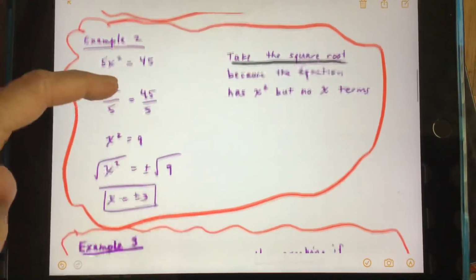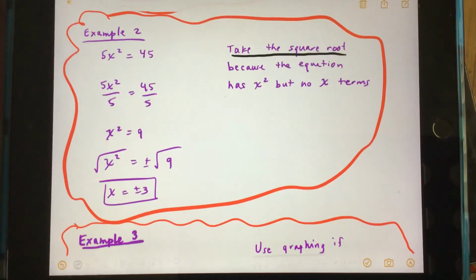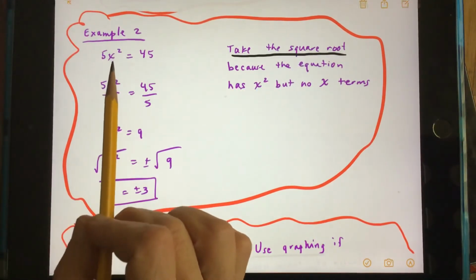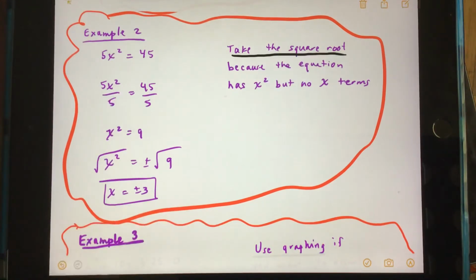All right, example 2, this is an example of when we might want to take the square root to solve a quadratic equation. We see only x squared terms. We don't see any x terms. We don't see 3x or 5x or 10x. We just see x squared. When your equations have only x squared terms, then taking the square root is going to be a really efficient way to solve that equation.